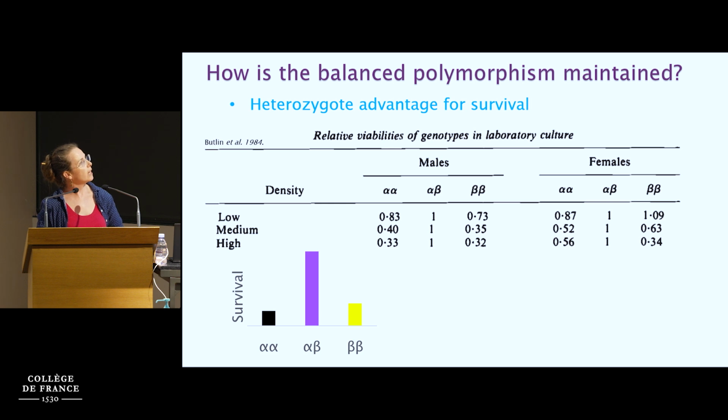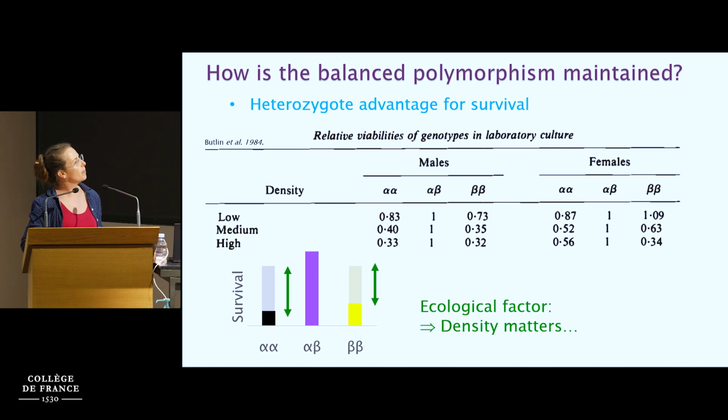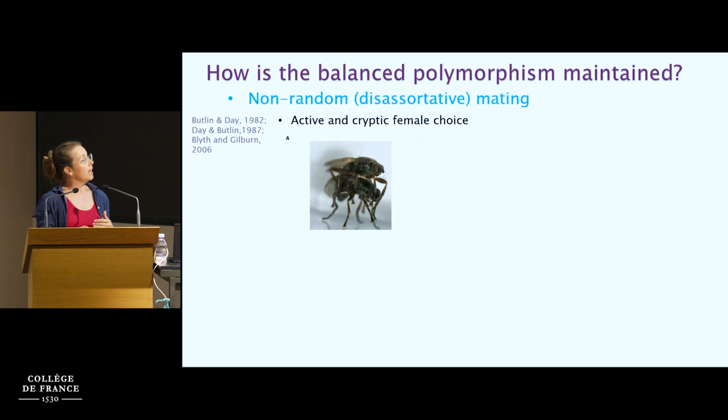He was quantifying survival from egg to adults and found a much higher survival in alpha-beta, the heterozygotes, than in alpha-alpha and beta-beta. What you can notice here is that density matters, changing the heterozygote advantage. So we really need to consider the ecological component here. But this is not the only factor that would maintain polymorphism here. In this species, it's been noted that there is non-random and possibly disassortative mating, which is due to female choice for males, but also cryptic choice with some sperm advantage that will favor disassortative mating.